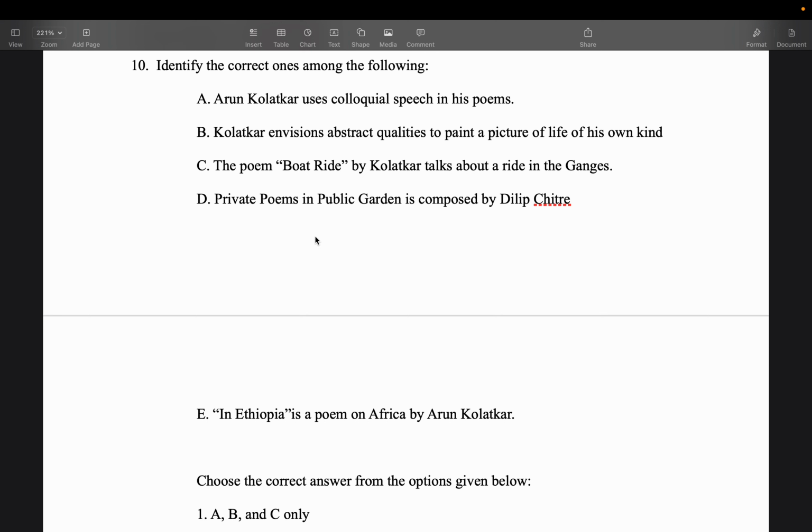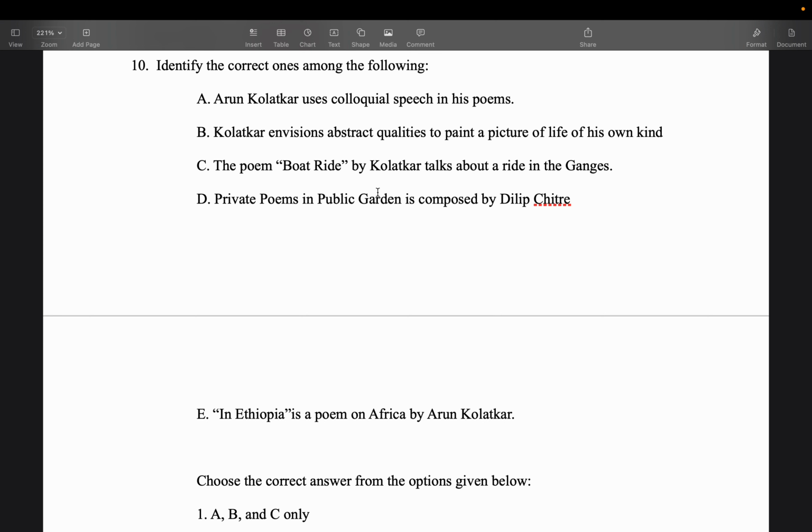Arun Kolatkar used colloquial speech in his poems. Arun Kolatkar envisions abstract qualities to paint a picture of life of his own kind. Imagine a student who knows nothing about Arun Kolatkar, except that Arun Kolatkar is from Maharashtra, okay? Now, Kolatkar envisions abstract qualities to paint a picture of life of his own kind.